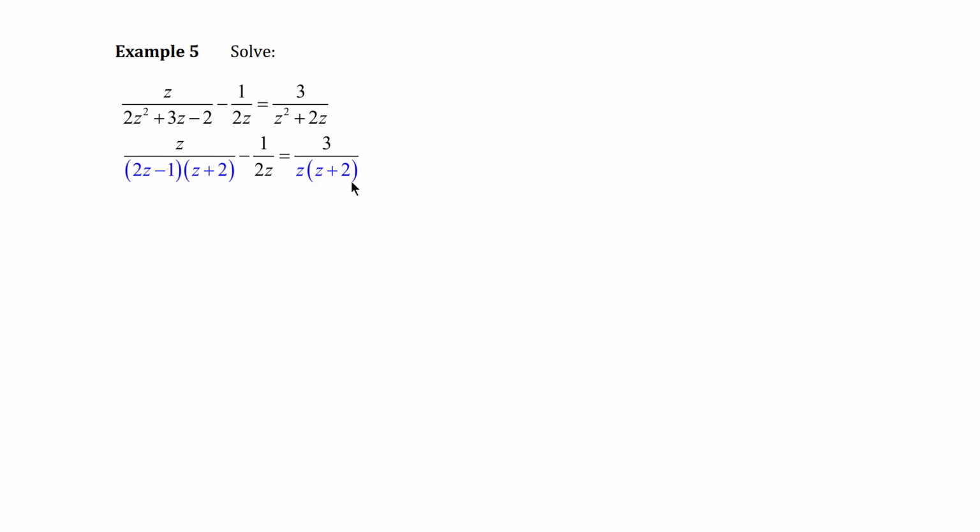Next, we need to find the domain, so we set each denominator equal to 0. We get 2z minus 1 equals 0, z plus 2 equals 0, 2z equals 0, and z equals 0. Solving the first equation for z, we add 1 to both sides. The result is 2z equals 1. Next, we divide both sides by 2. The result is z equals 1/2.